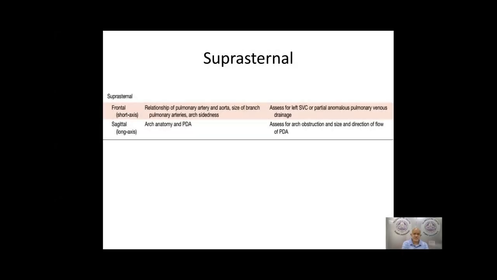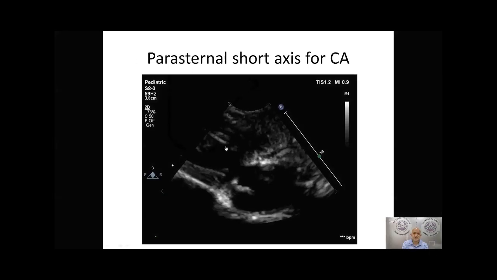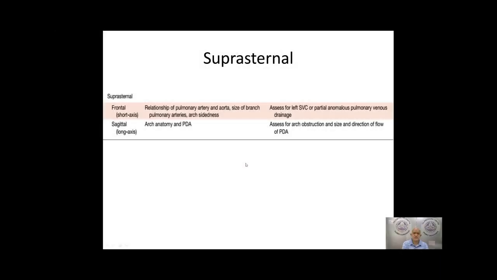In the parasternal short axis view, it is very important to define the coronary artery anomaly. You can see this is the pulmonary artery and this is the aorta. The pulmonary artery is posterior, the aorta is anterior. You can see the coronary artery, and the branching pattern of the coronary artery is very clearly delineated in this echo.